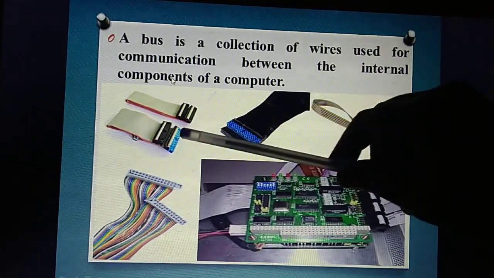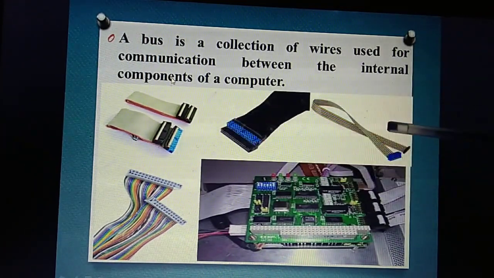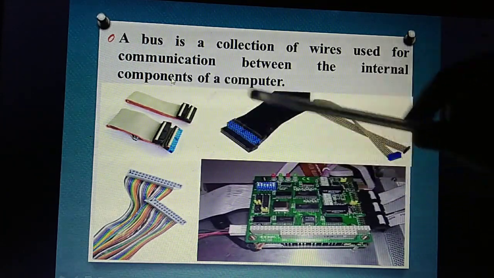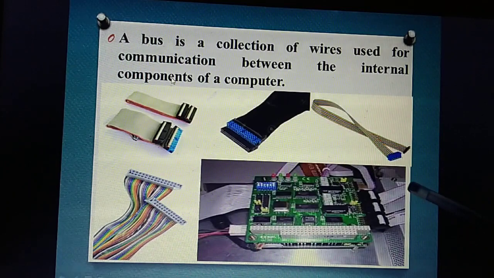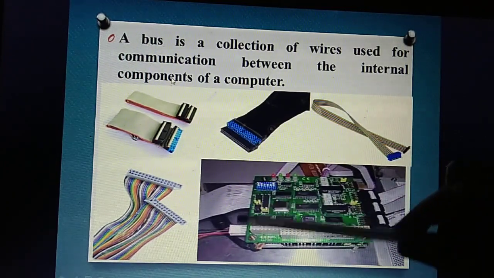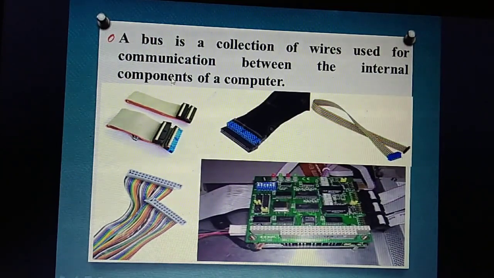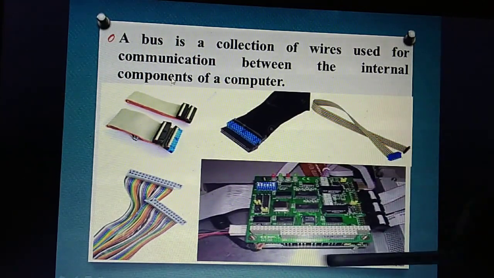Okay. This is the diagram for various kinds of buses. This is one kind of bus. This is, that means, cables. Those cables we call a bus. This is an address bus. See, these cables, have you seen? Is it visible? At this end, all these ports are connected by means of these cables or buses. Understand what you mean by bus? Bus is a collection of wires. What's the use of this wire? Used for communication between the internal components of the computer.